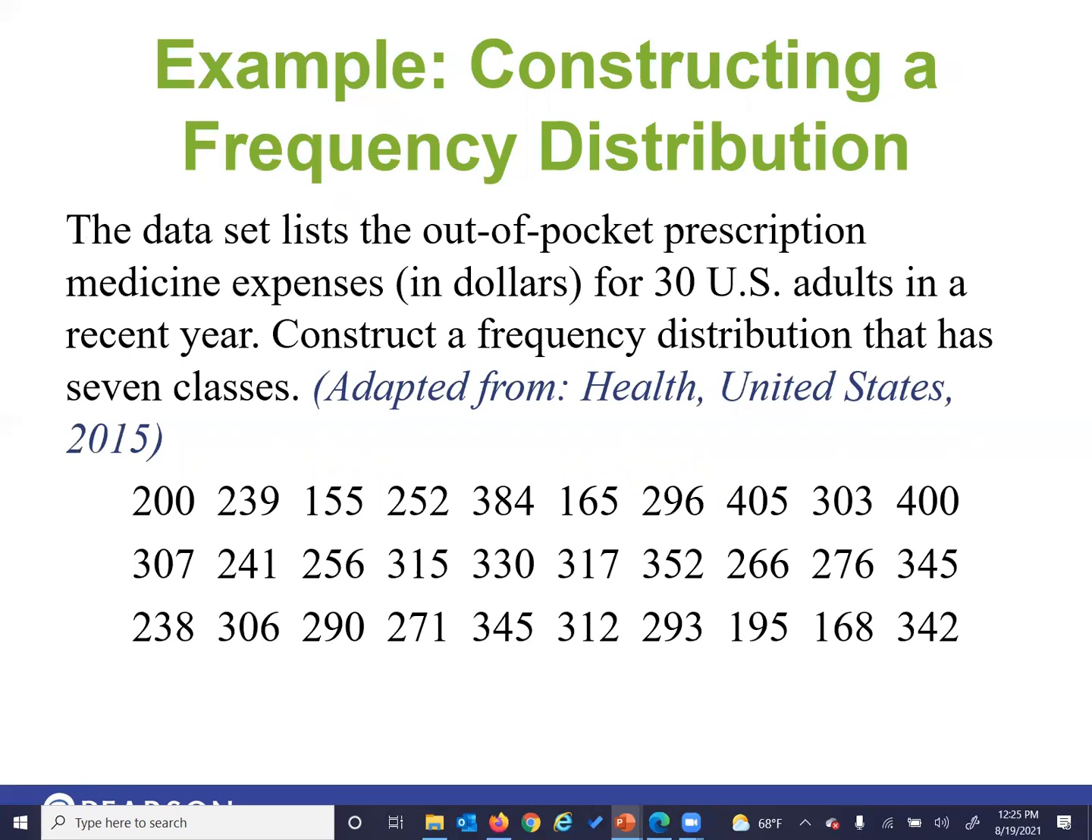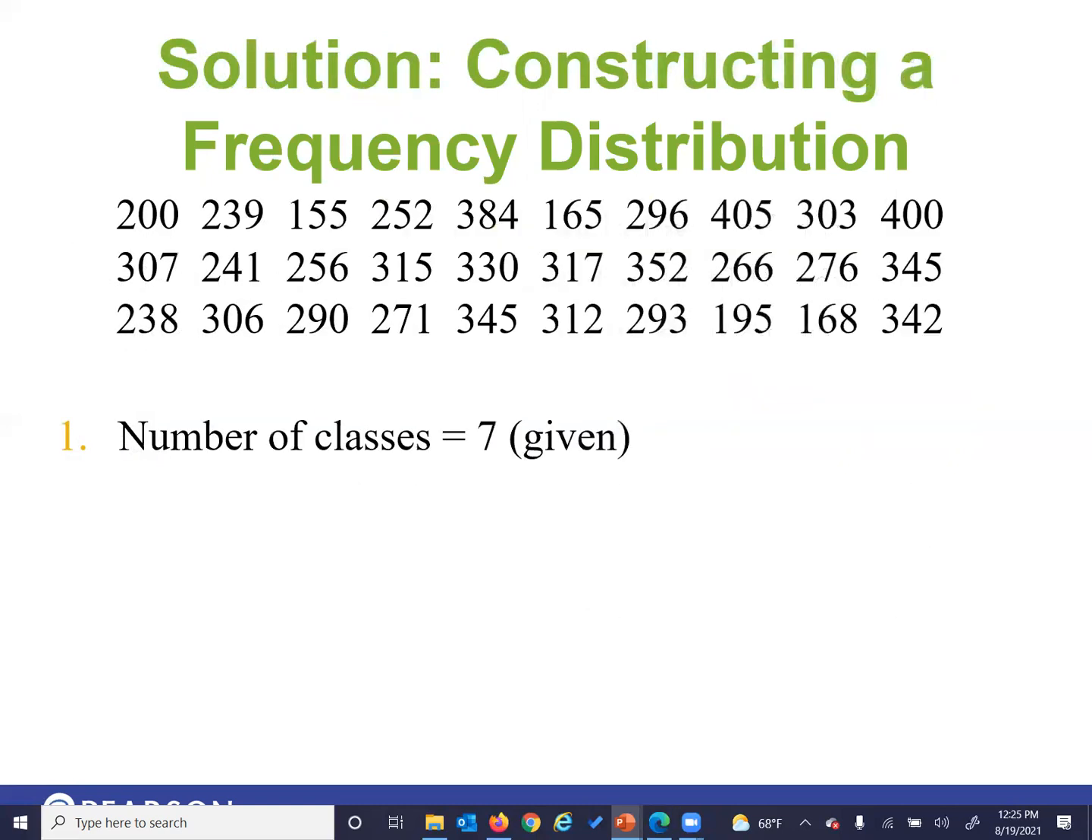We're going to construct a frequency distribution, and they even tell us how many classes. We could have decided, but they're going to tell us we've got to put it into 7 classes. A little bit of work here, good. Let's start with what we need to do. First things first, the number of classes is 7. Very good.